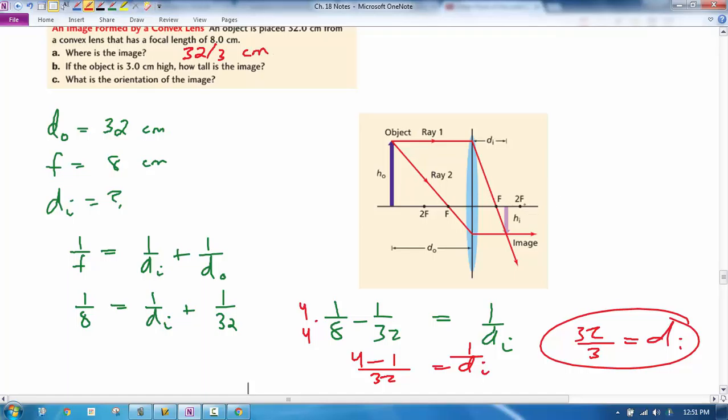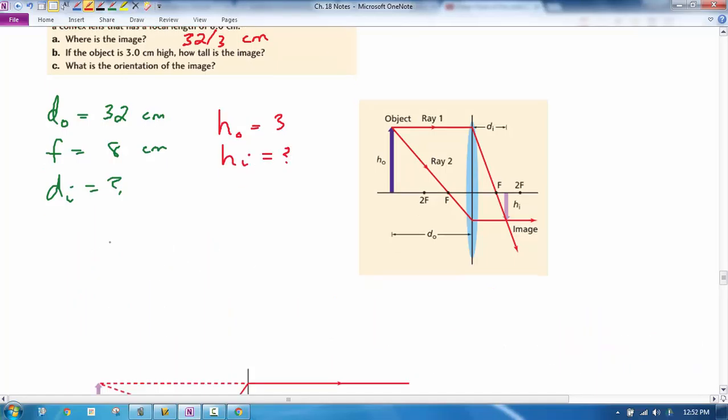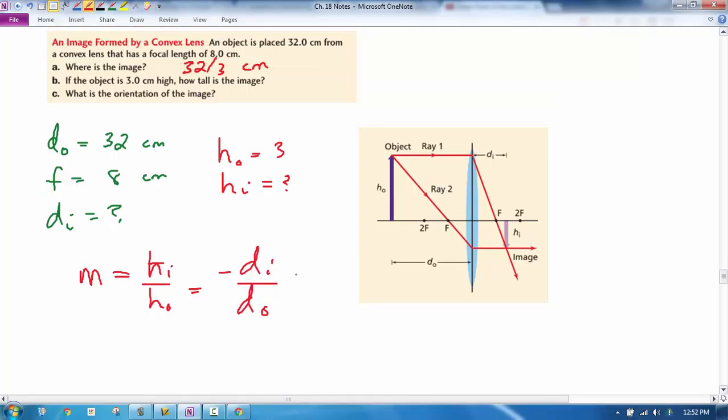The next question then, it says, if the object is 3 centimeters high, how tall is the image? So we have the height of the object is 3. Question is, what is the height of the image? We're going to use our magnification equation, which is height of the image over height of the object equals distance of the image divided by distance of the object. So we have everything we need. Just go ahead and plug in 3 right here for height of the object. Distance of the object was 32. Distance of the image was 32 over 3.